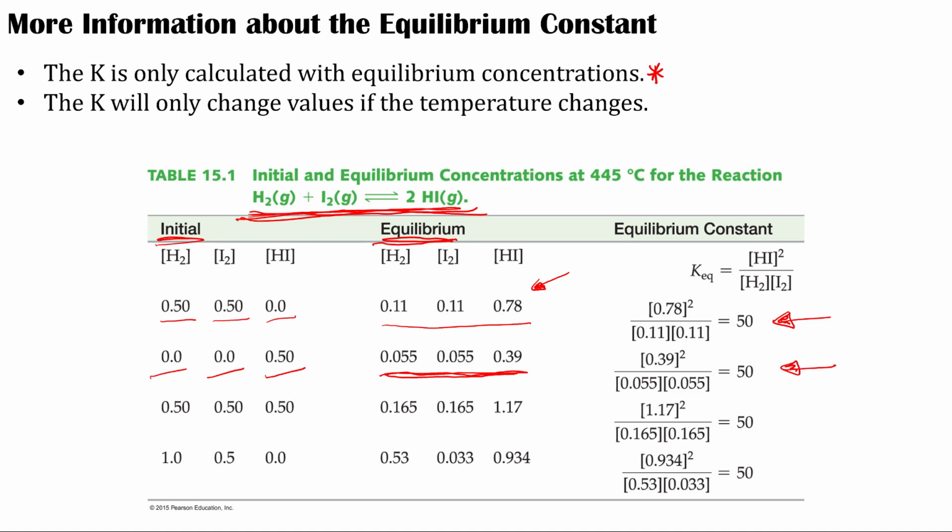It doesn't matter if you're starting out with reactant, or if you're starting out with product, or if you're starting out with all three, like in this third example, they started out with 0.5 molar of all three, and we ended up getting these values at equilibrium, and we got the same K. All right, here they have 1 molar H2, 0.5 molar I2, and they still get a ratio that gives us this K here. So it doesn't matter what you start with, you're going to end up at the same place.